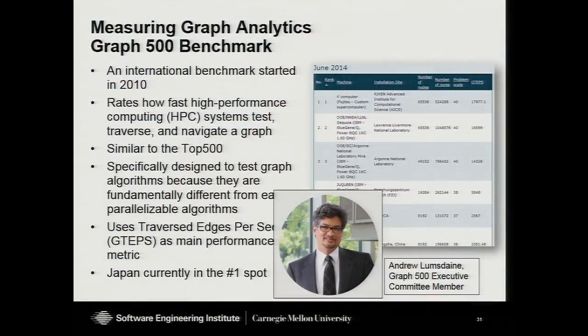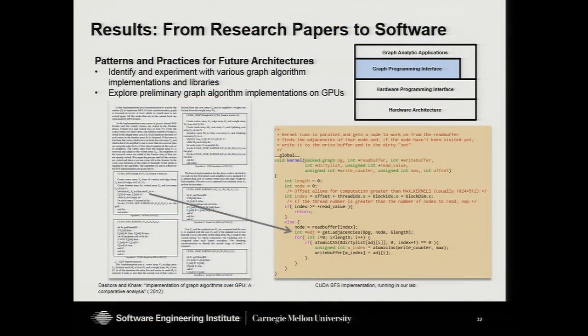And Japan is currently in the number one spot. Conveniently for us, on the executive committee of the Graph 500 is our strong collaborator, Andrew Lumsdaine. And so he helped set that up, and we work closely with him. All right, so I've presented the problem. Let's start talking about some results. Our early work was called Patterns and Practices for Future Architectures.